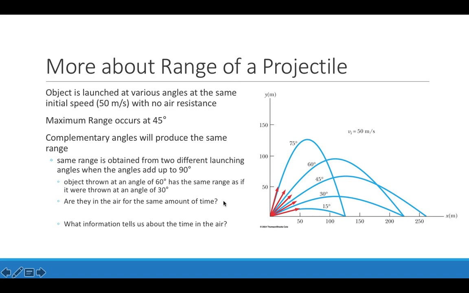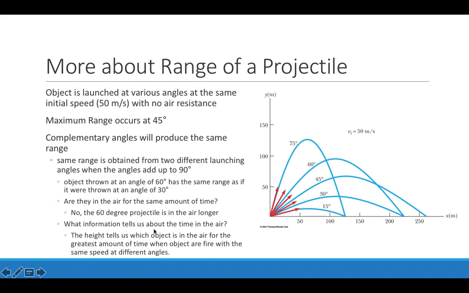So even if they hit at the same spot, are they in the air for the same amount of time? Of course, the answer to that is no. If I look at the 60-degree launch and the 30-degree launch that hit at the same spot, if you fired a projectile at 50 meters per second at 60 degrees and 30 degrees, they both would hit the same position, but the one fired at 30 degrees would hit first, and then the one fired at 60 would hit second.